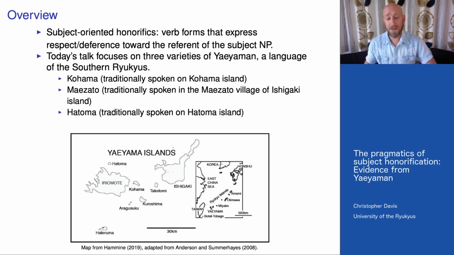I'm going to focus my attention today on data from my own fieldwork on three varieties of the Yaeyaman language, which is a southern Ryukyuan language, those three varieties being Kohama, Maezato, and Hatoma. For reasons of time, I will not be discussing data from Japanese or Korean, but if you are a speaker of one of those languages, I invite you to consult your own intuitions about corresponding sentences in your language as we proceed. And I'm happy to discuss data from those languages in the Q&A.